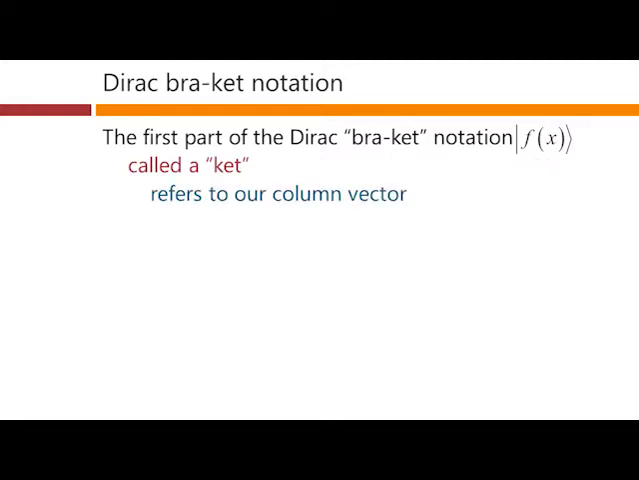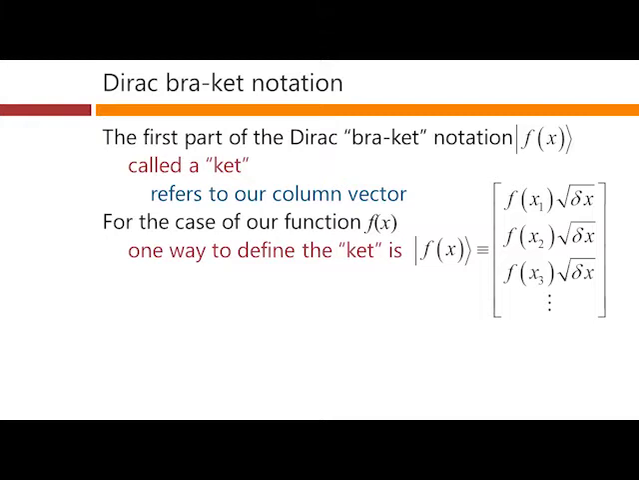And this refers to our column vector that we've been drawing of the elements of the function at all of the different values of the argument. That's one way to think of what this ket is. So we can think of this ket then as a column vector representing a function. For the case then of our function f of x, one way to define the ket explicitly would be to write it out like this.